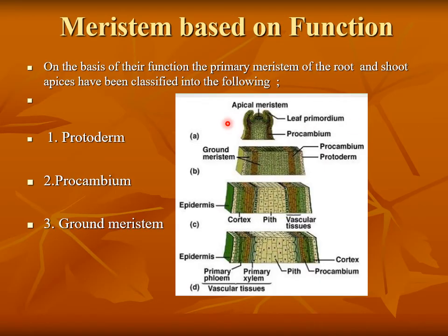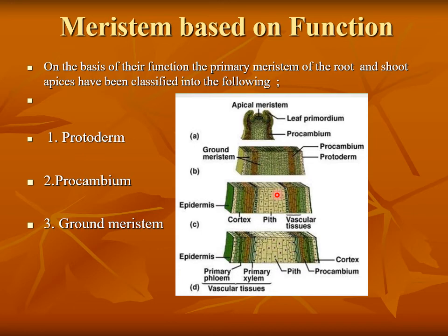So you can see next is the meristem based on function. On the basis of their function, the primary meristem of the root and shoot apices have been classified into protoderm. You can see here this is showing about the protoderm here. Then procambium is concerned. These are showing procambium and these are the ground tissue which are present here in the center, that is called the ground tissue here.